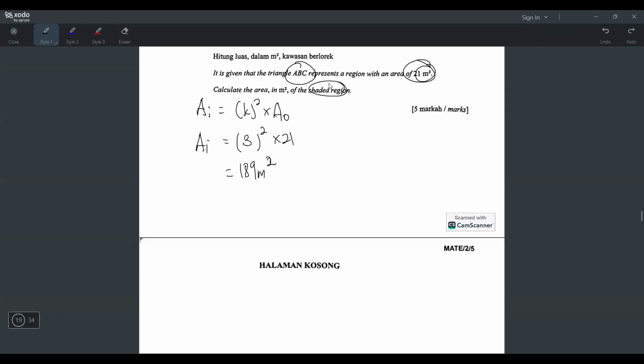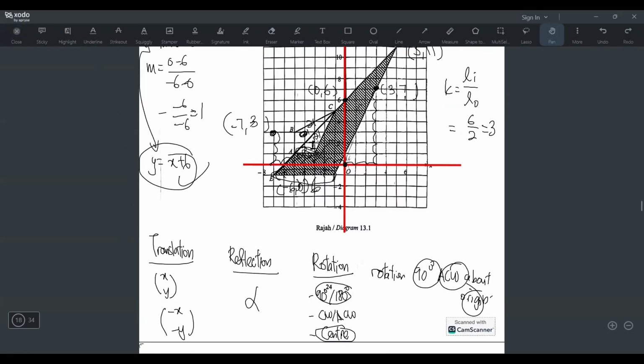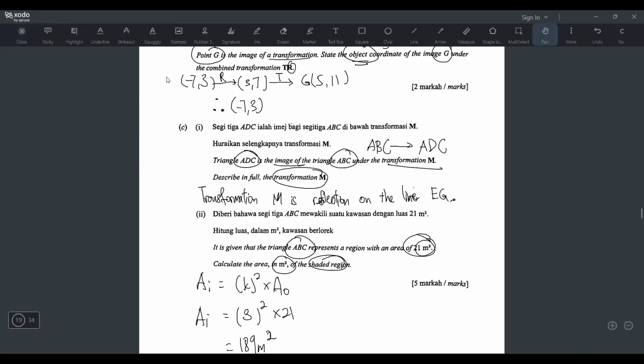They want the area of the shaded region in meter square. So the area of the shaded region will be 189? No, 189 is not the answer, because 189 is the big triangle area. You have to minus 21, because you don't want this part, right? The shaded region does not include this 21, this small triangle. So I have to minus 21, then I will get the answer.